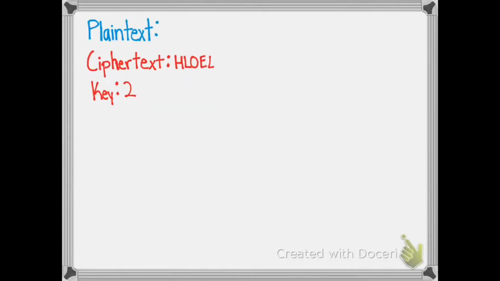Let's start by talking about the words plain text and ciphertext. Plain text is any word that you can read, like dog. Ciphertext is a word that has been encoded. A word in ciphertext often does not look like a word that you would normally see. Now let's do a problem together.